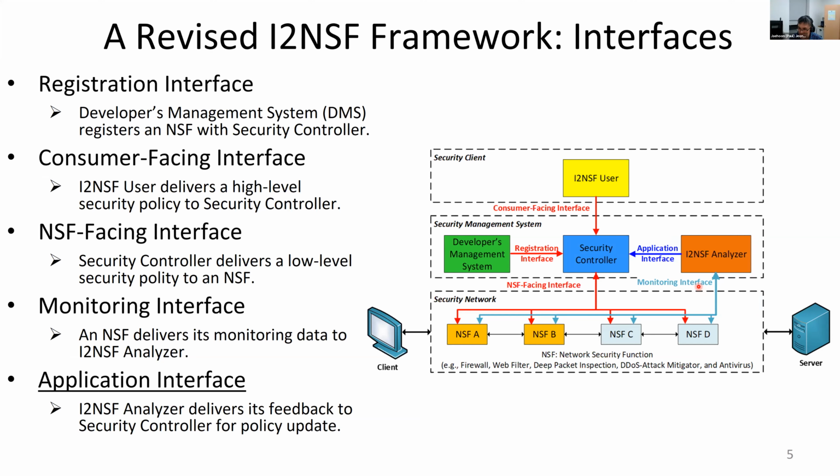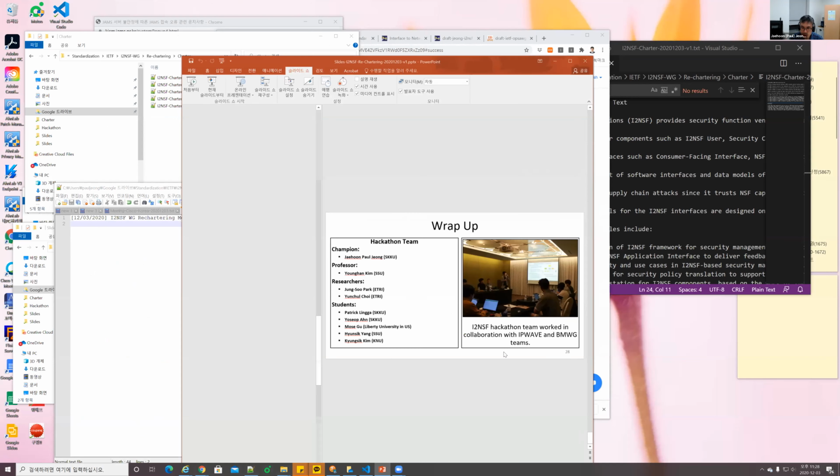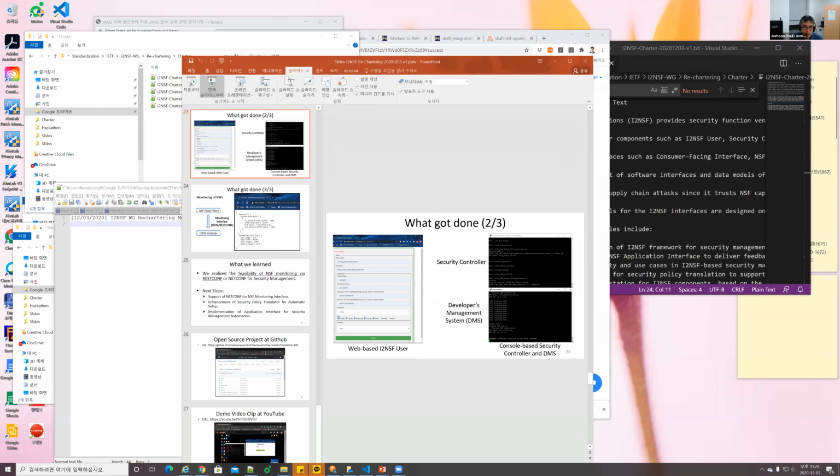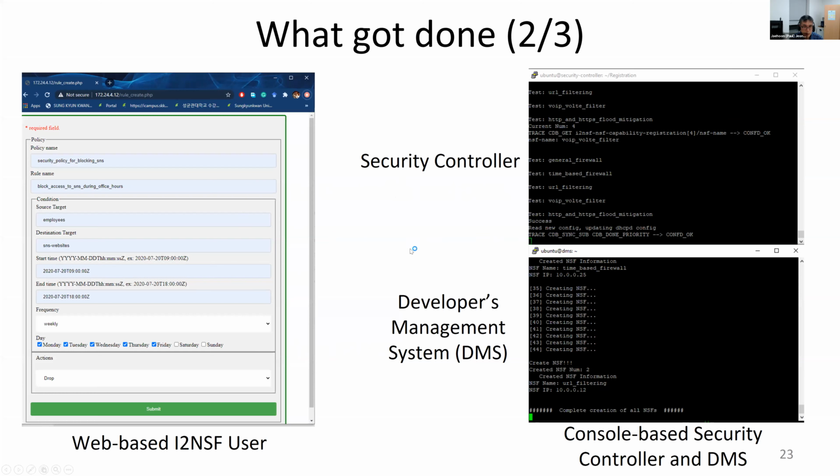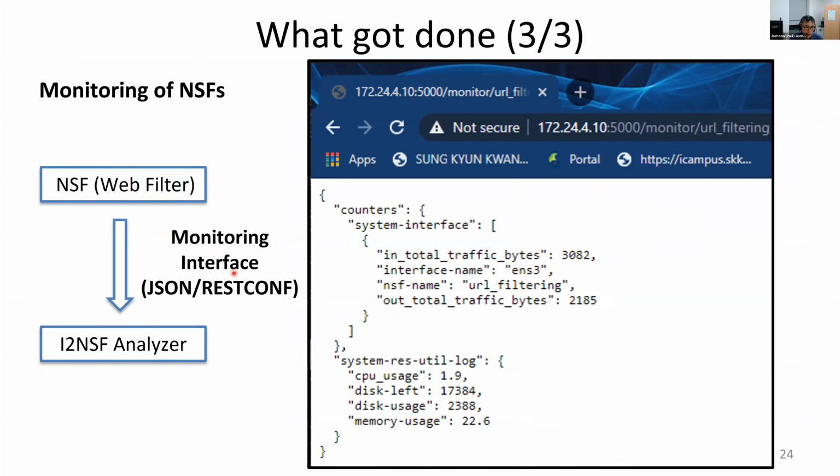Okay, Linda, the application interface case is generated by the analyzer. The monitoring interface provides raw data information. Let me show you. In this hackathon, we implemented the monitoring interface like this. This is our I2NSF user, this is a security controller, and this is DMS. For the web filter case, we are using JSON less conf rather than netconf. Maybe next time we will use netconf. We got, for example, system interface incoming and outgoing traffic information, and other log information such as CPU usage, disk usage, and memory. Those kinds of system and traffic information, some statistics, are important.